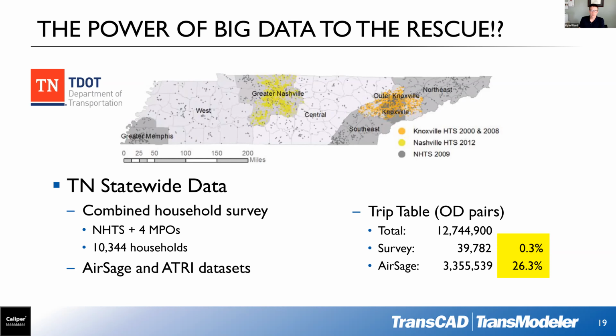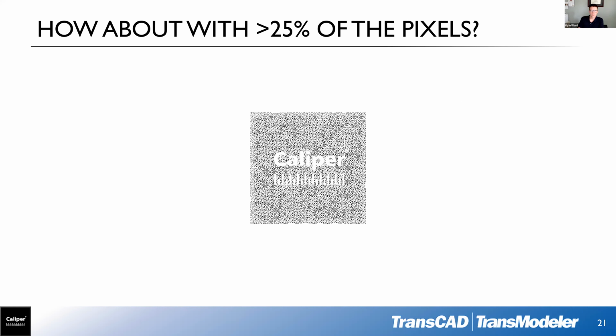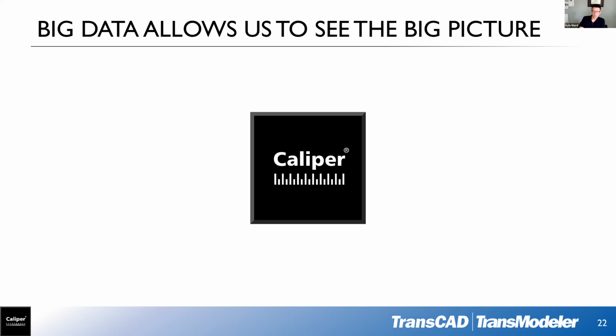Whereas the AirSage data, which depending on when this data was collected was either cell phone or LBS data, like smartphone data, is 26%. And the point that is well made here is the difference between those percentages. It's not a linear relationship. He illustrates this by saying, can you tell what this picture is with less than 2% of the pixels shown? You really don't know what that is. But you don't need 100%, right? When we start getting around 25 to 30% of the pixels, you can now figure out what this picture is ultimately going to look like. So that's the point there about big data giving a much larger sample size, and more importantly, enough of a sample size to actually feel confident in the travel flows that you're seeing.